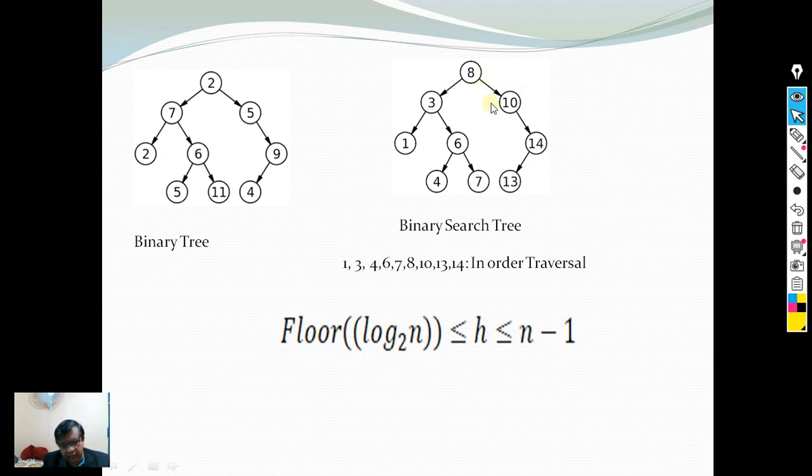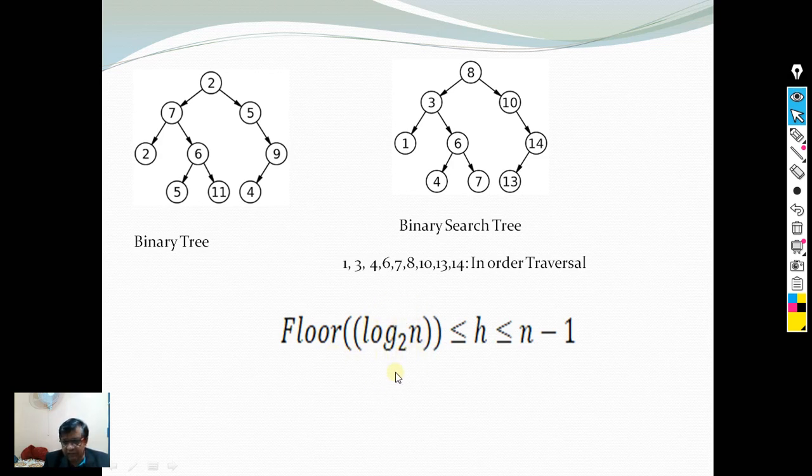The longest path from the root up to a leaf is called the height of the tree. So for example, here the number of nodes is 9. Floor of log 9. Log 9 is 3 point something, 3.12, let us say. Since there is a floor, it will give you 3, because the floor of a real number is the greatest integer less than this real number.